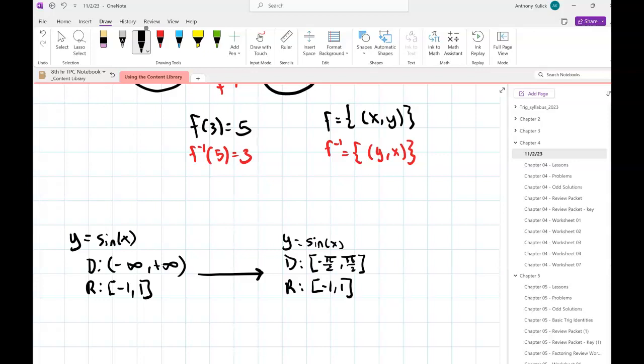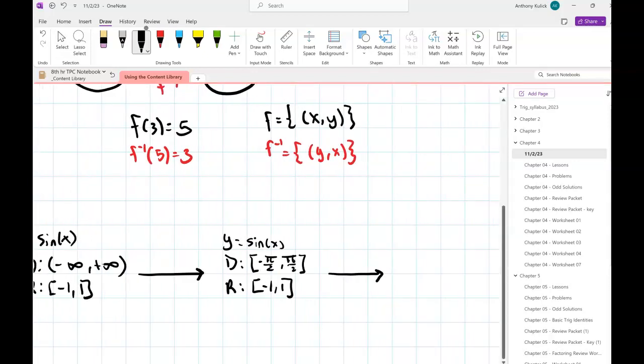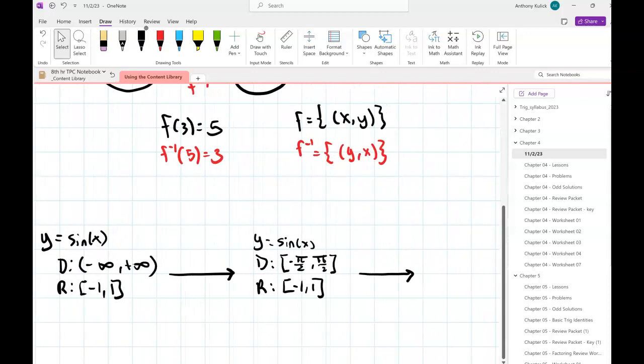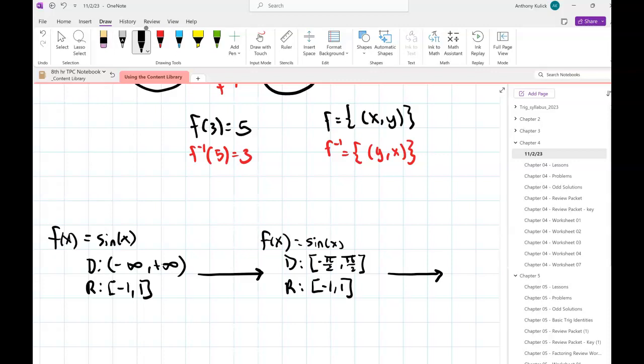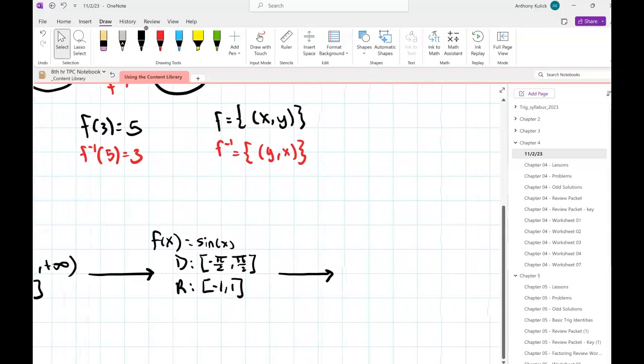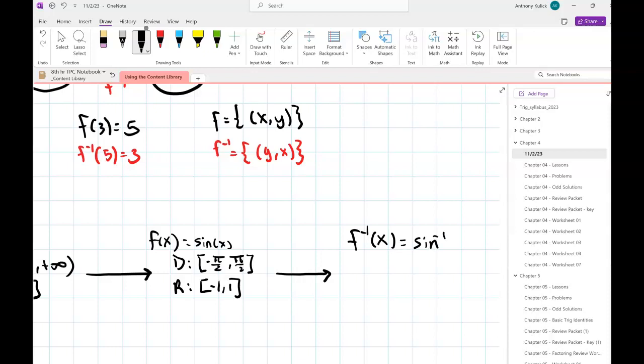Everybody's okay there? And so now, instead of calling this y equals, I'm going to change this to f of x. It'll make the notation I'm going to use here a little bit more clear. So if I then take a look at f inverse, we'll call that function sine inverse of x.